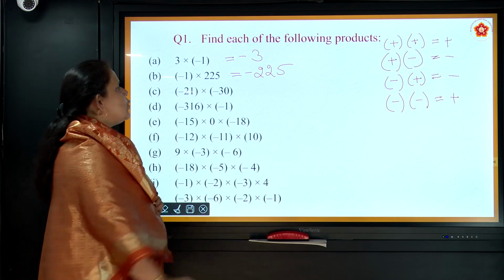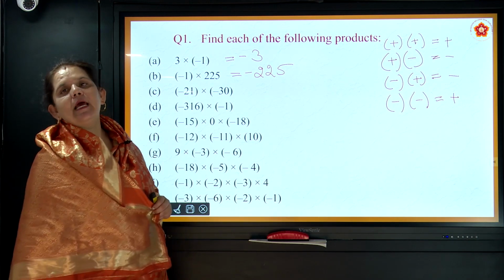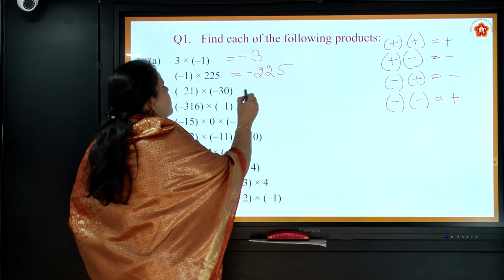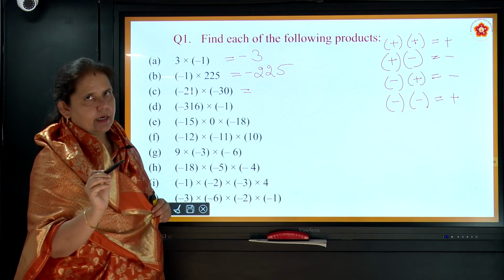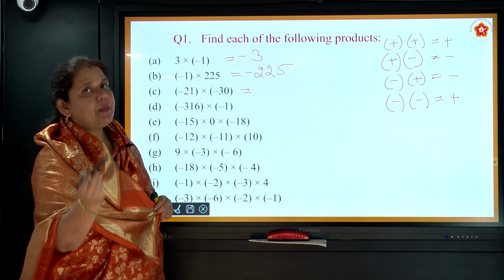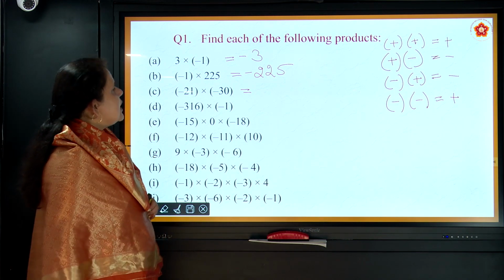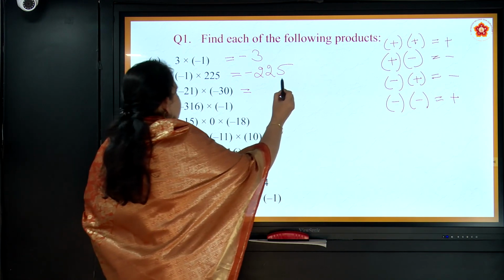Now, here we have got 2 numbers, minus 21 and minus 30. 2 things we have to see. First is just multiply 21 by 30 and see what is your answer, and then we will try to concentrate on the sign. So, what is 21 multiplied by 30?